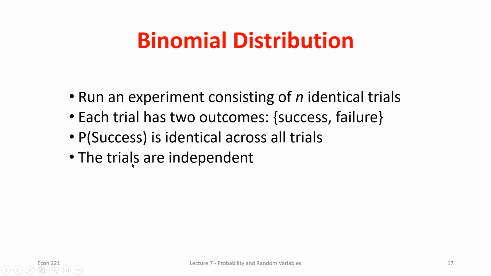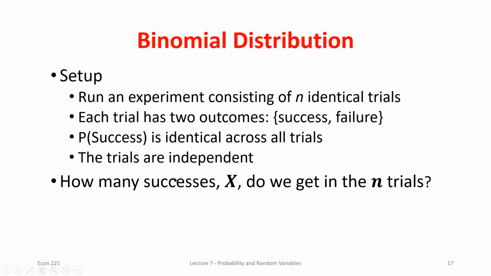The trials have to be independent, right? So the second coin flip can't depend on the outcome of the first coin flip, and so on and so forth. I'll never try to trick you by violating this principle, but in all the examples we'll think about that are binomial, the trials are independent. Okay?